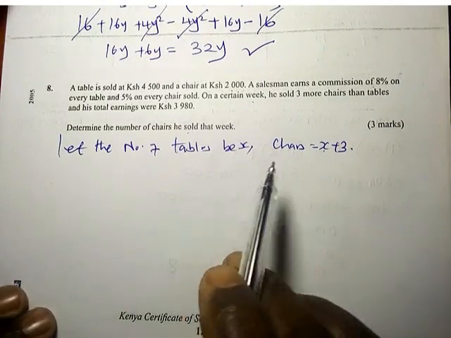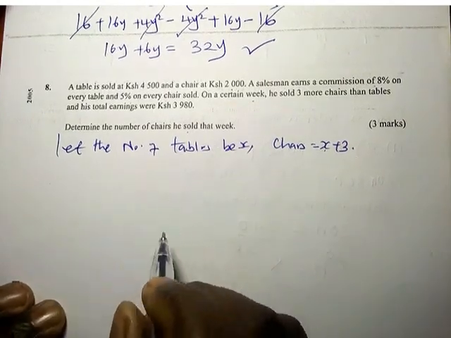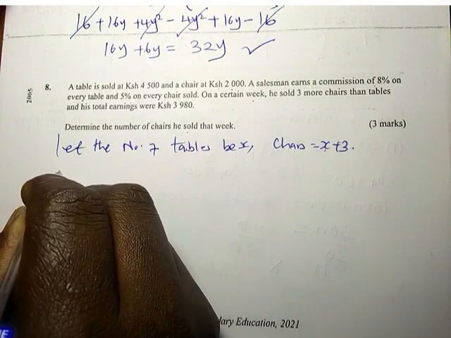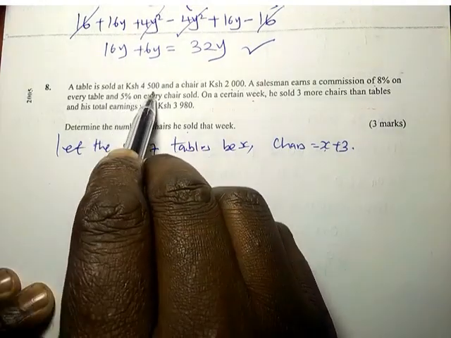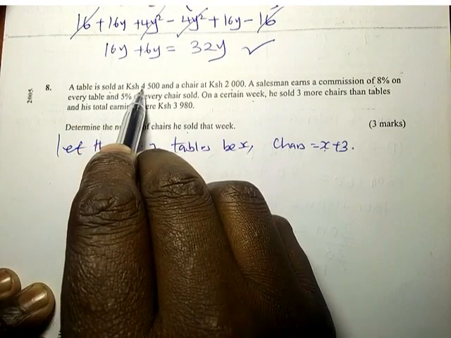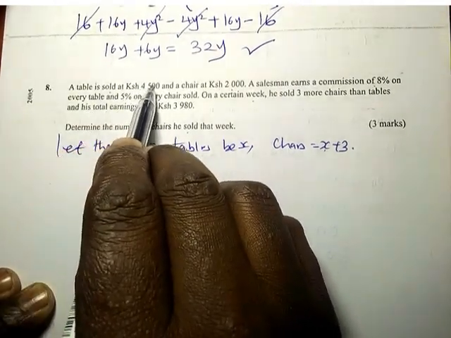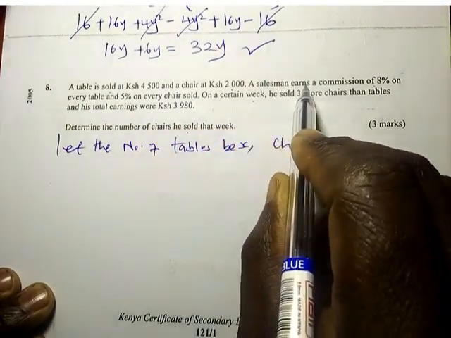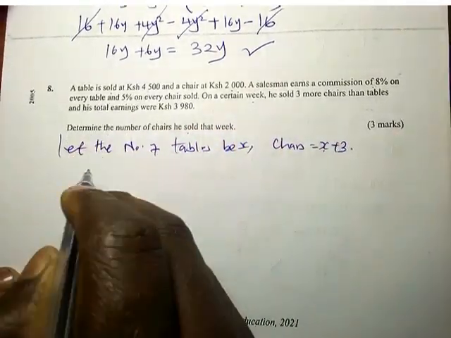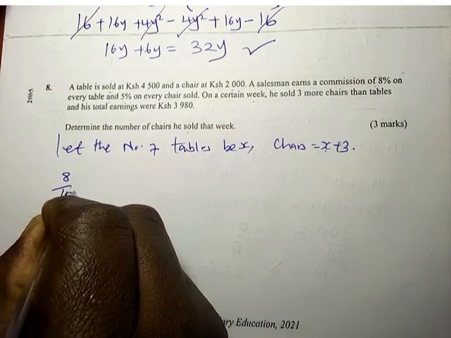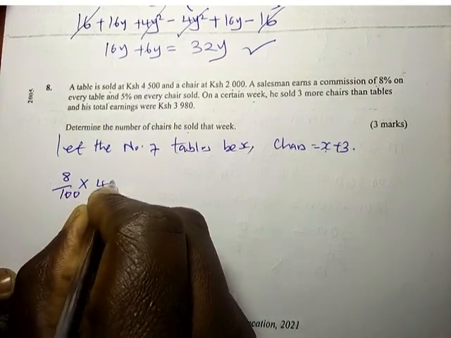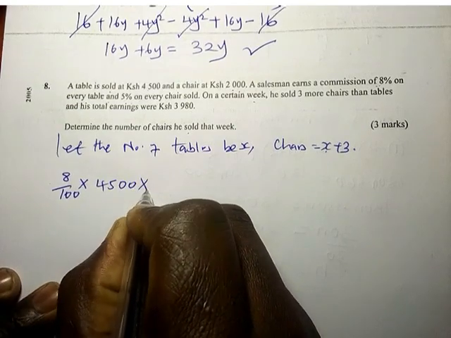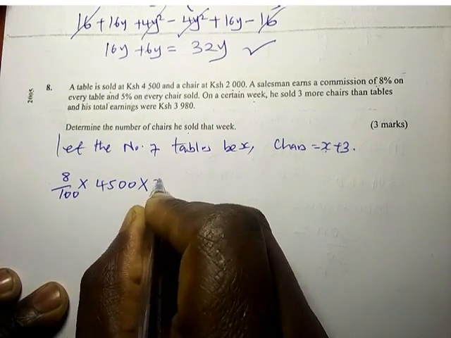Very good. So we know how to calculate the commission. We start with the commission for a table. Commission for a table is 8% on every table. So 8 over 100, that is the commission, times 45, that is the commission times the number of tables, which were x.